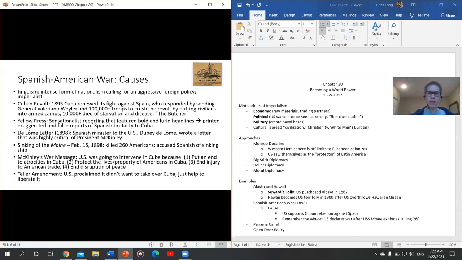And so you can see there that the American motivation was political and economic, probably more than anything. I don't know if they really wanted to help the Cuban people. They cared more about protecting American trade. So I'll actually say here, the goal here maybe is to protect U.S. trade and peace in the region maybe.